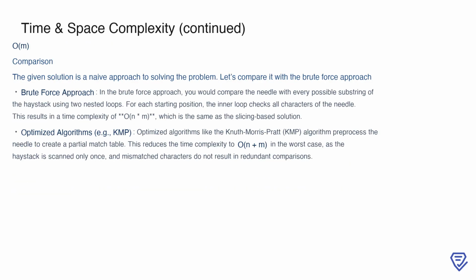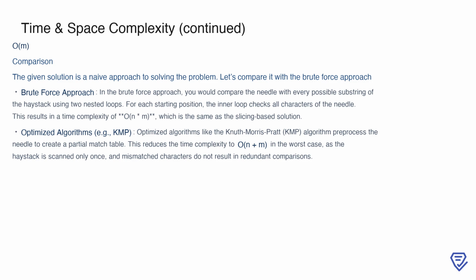This solution represents a naive approach to the problem, and it's worth comparing it to other methods. In a brute force approach, you would use two nested loops. The outer loop iterates through all possible starting positions in the haystack, and the inner loop compares the needle character by character with the substring at each position. This also results in a time complexity of O(n*m), which is similar to the slicing-based solution we just analyzed.